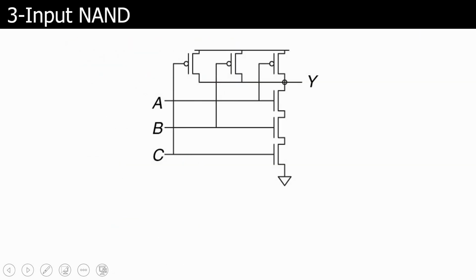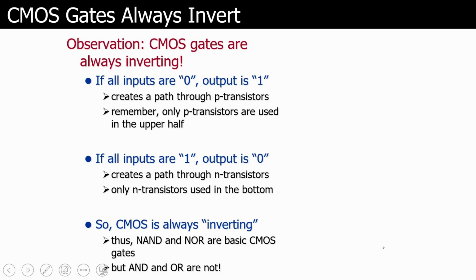This is actually a different slide than the next slide that was originally on the presentation, but we can see here that you can make these networks with an arbitrary number of inputs. And here we have a very similar circuit to the one we drew before, except it's a NAND, and it's going to be accepting 3 inputs. This slide indicates that CMOS gates always invert, so if all the inputs are 0, the output's going to be a 1, and the path goes through the P transistors. If all the inputs are 1, then the output's going to be 0, and a path is created through the N transistors.